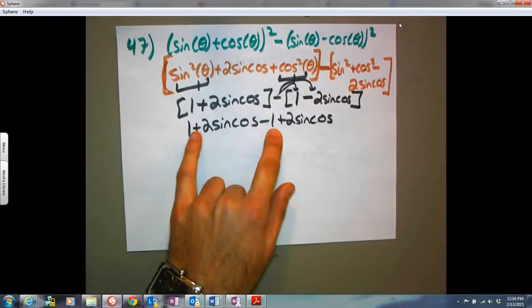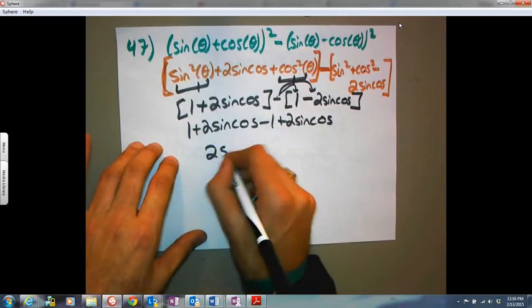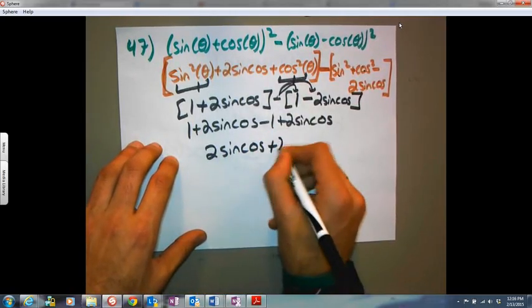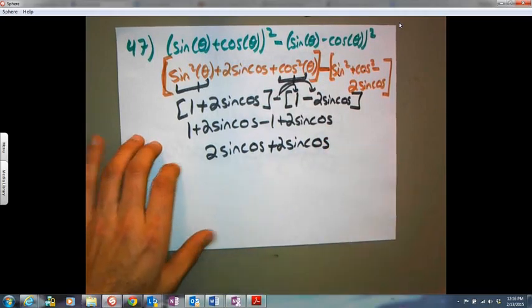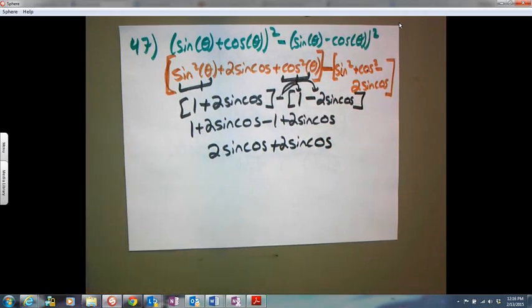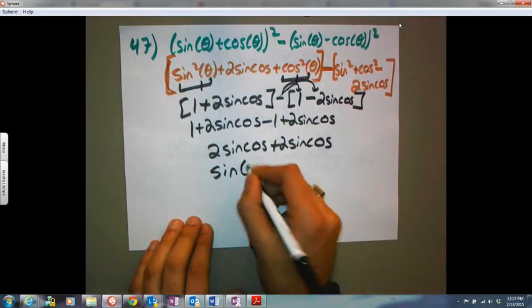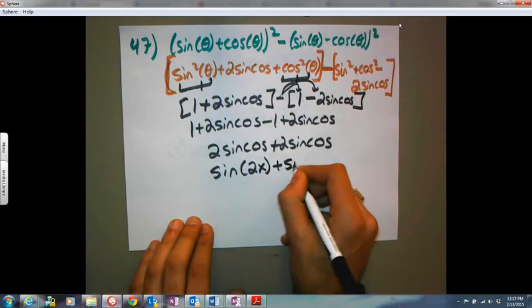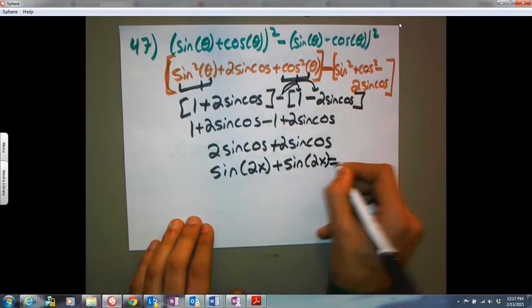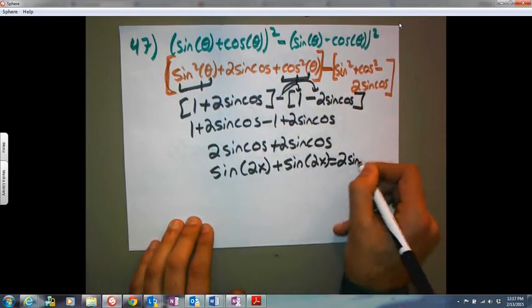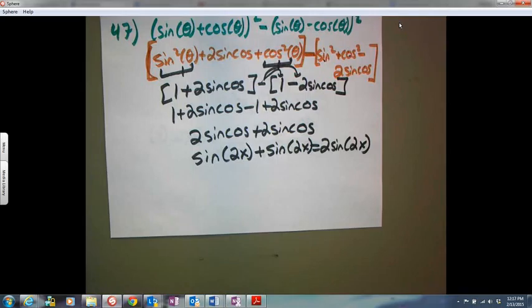2 sine cos plus 2 sine cos. I would have loved for the answer to be 4 sine cos. Unfortunately, that's not an answer choice. That's what makes this like a level 5, not level 4. We need to remember that 2 sine cos is another way of saying sine 2x. This is an answer choice. In fact, it's answer A. Let me stop here and take some questions.